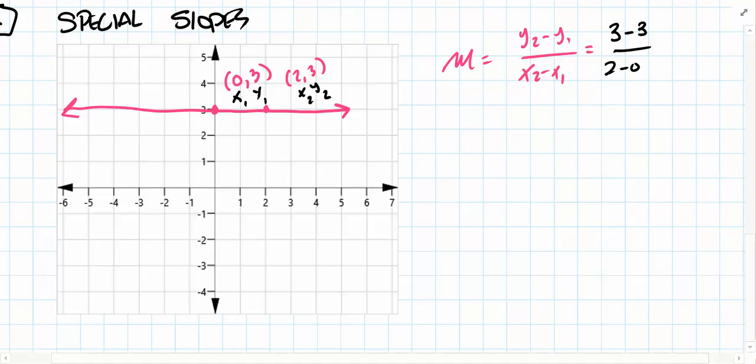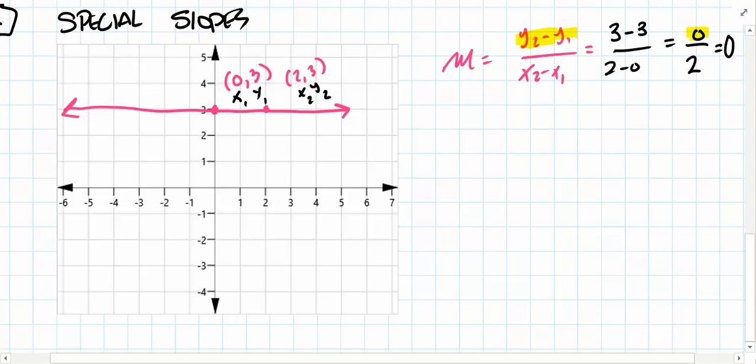Yeah, 0 over 2. What does that give me, everybody? Try again. 0. 0 divided by anything is 0. Okay, so this has a slope of 0. The reason this has a slope of 0 is because there is no change in what direction? The rise. This line does not rise nor fall.